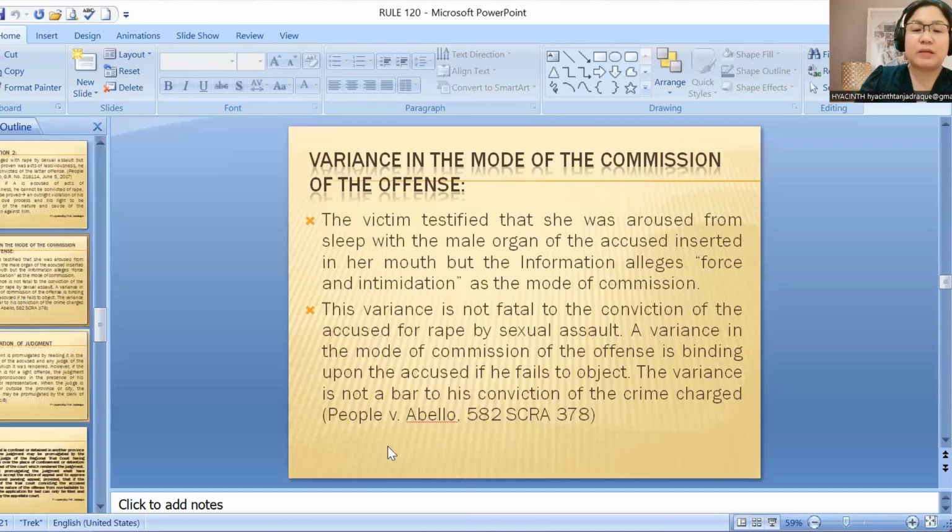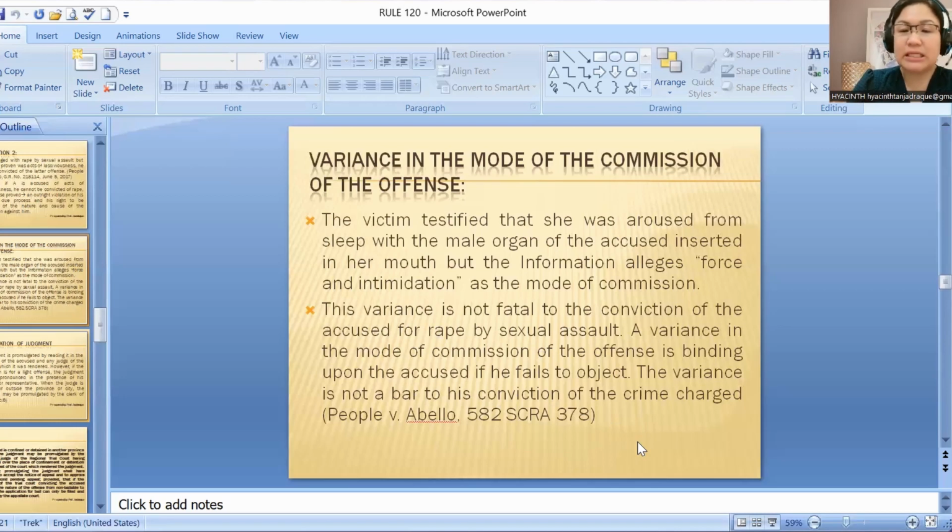In People versus Abilio, this variance is not fatal to the conviction of the accused for rape by sexual assault. The variance in the mode of commission of the offense is binding upon the accused if he fails to object. The variance is not a bar to his conviction of the crime charged. Okay, for rape by sexual assault.